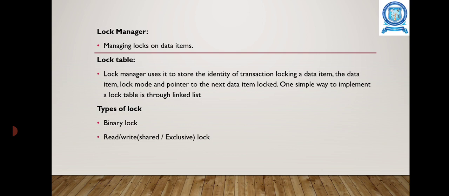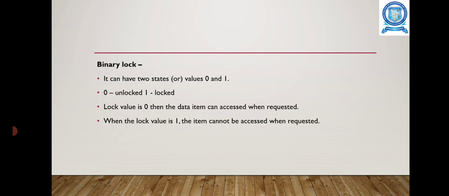There are two types of locks. The first one is the binary lock, and the second one is the read or write lock, that means shared or exclusive lock. A binary lock can have two states: 0 or 1. 0 means unlocked, 1 means locked. When the lock value is 0, the data item can be accessed when requested. When the lock value is 1, the data item cannot be accessed when requested.